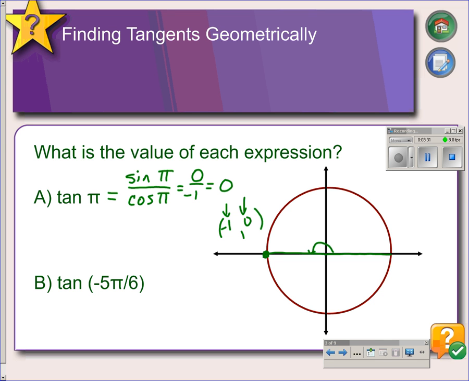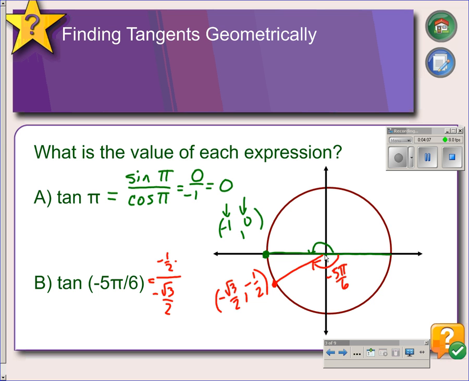Tangent of -5 pi sixth would be over here, right there. The coordinate at this point on the unit circle is negative root 3 over 2 and -1/2. So the tangent will be the sine, -1/2, divided by the cosine, negative root 3 over 2.